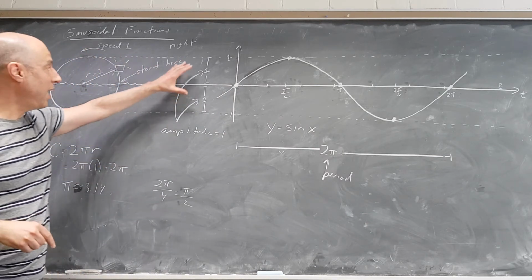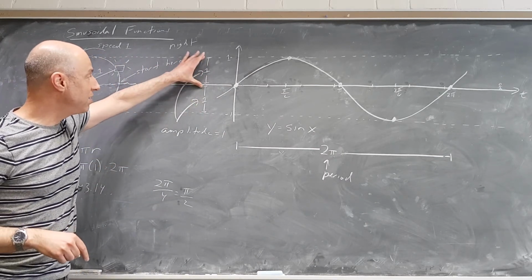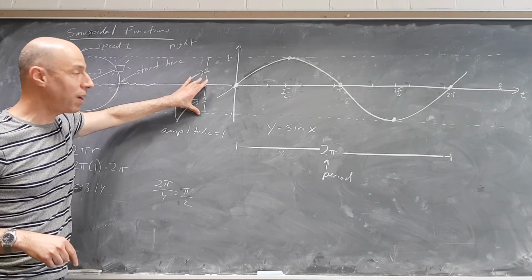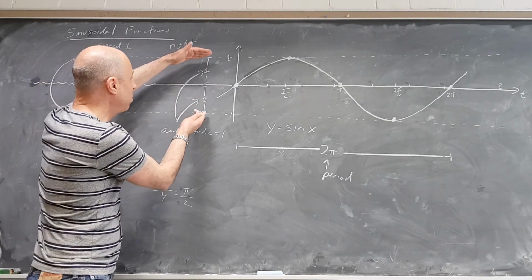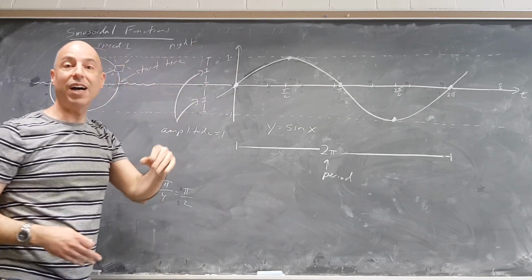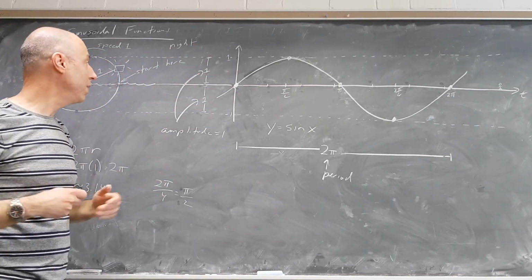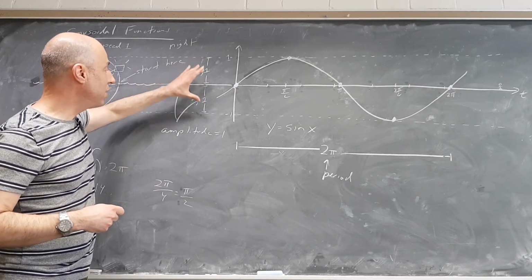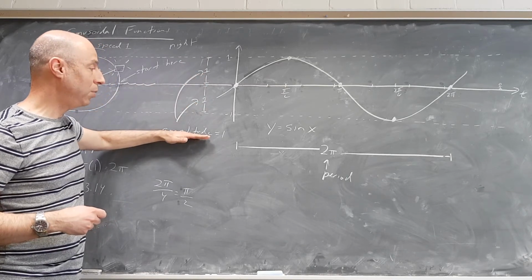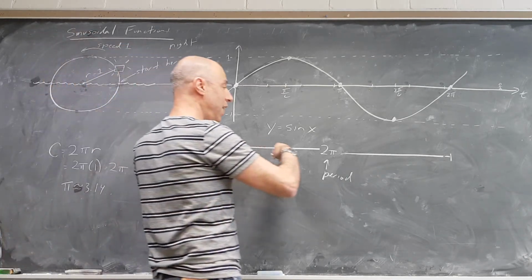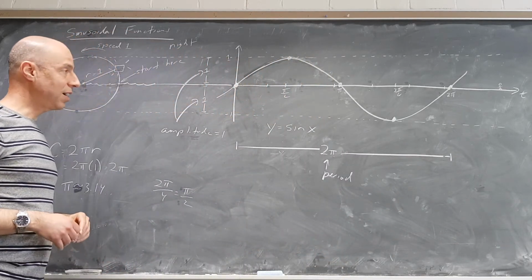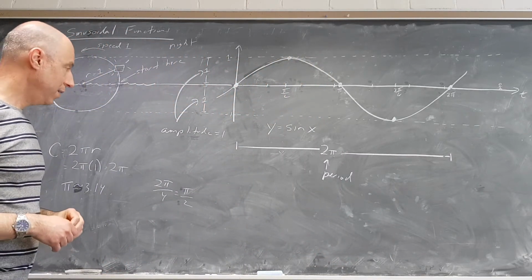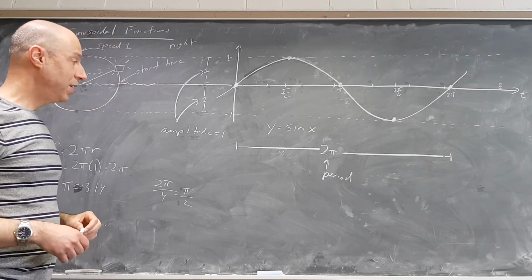So the amplitude, which is again the distance from the middle to the top and the middle to the bottom. A very common mistake is people think that the amplitude is the distance from the bottom to the top. It's not. It's half the distance from the bottom to the top. So it's the distance from the middle to the top and the middle to the bottom. That's called the amplitude. And the period is the time it takes to make one complete cycle. And so the period is 2 pi.